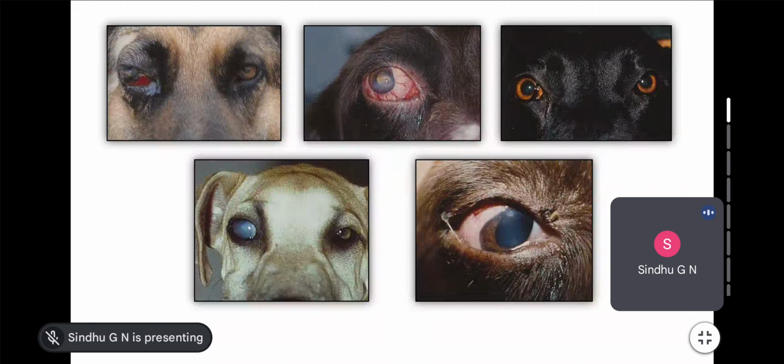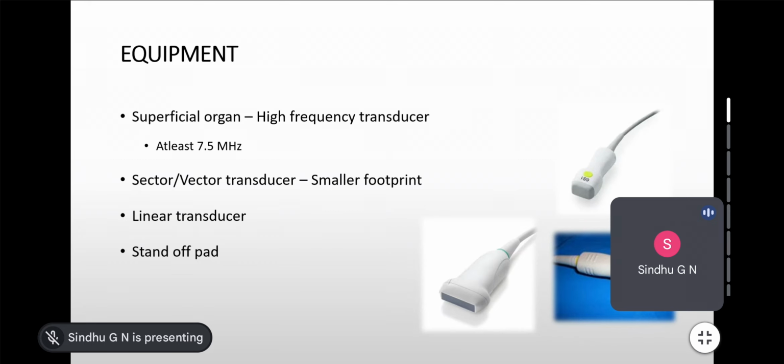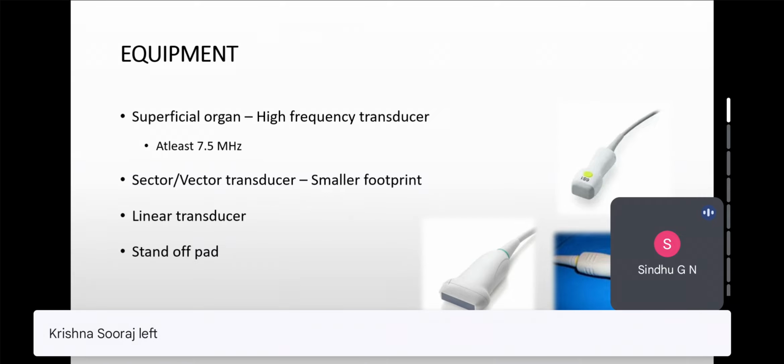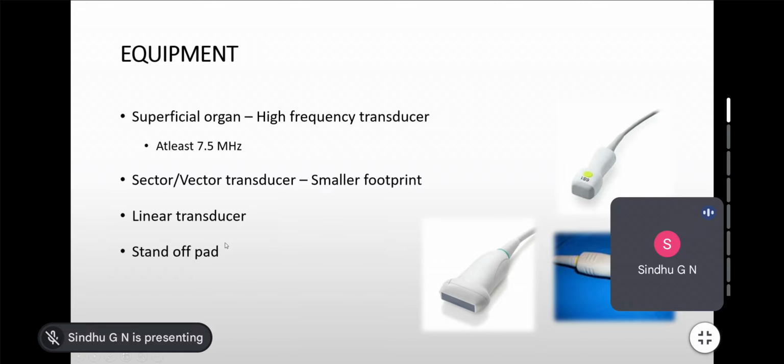Coming to the equipment, being a superficial organ, we can use a high frequency transducer with low penetration, at least 7.5 megahertz, even up to 20. 7.5 to 20 will be very useful. Even up to 100 megahertz transducers are used for detailed evaluation of the cornea and the layers of the cornea. But what we usually have is 7.5 megahertz that we can use, and a linear transducer is ideal, or a sector or vector transducer can be used.